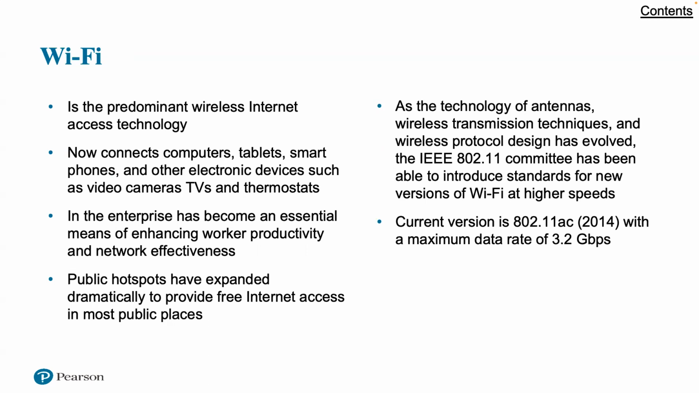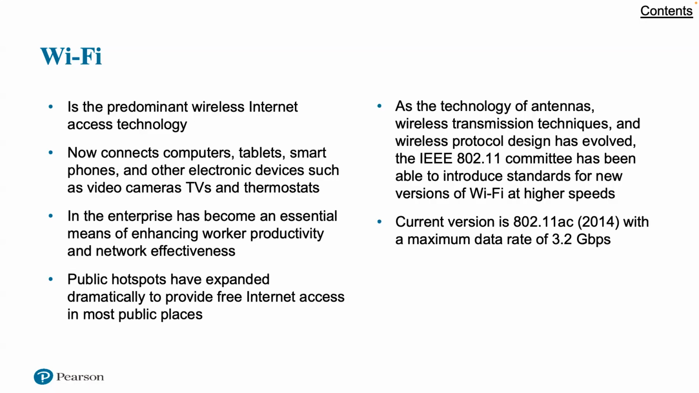As the technology of antennas, wireless transmission techniques, and wireless protocol designs has evolved, the IEEE 802.11 committee has been able to introduce standards for new versions of Wi-Fi at even higher speeds. Once the standard is issued, industry quickly develops the products. Here is a brief chronology starting with the original standard, which was simply called IEEE 802.11, and it shows the maximum data rate for each version.